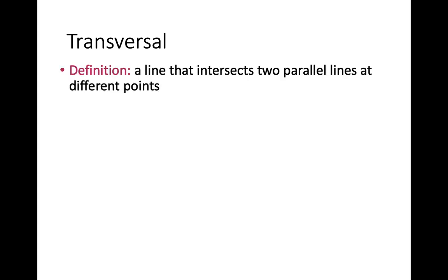What is a transversal? Okay, a transversal is a line that intersects two, I say parallel lines. That's actually not true. It's just a line that intersects two lines at different points, except that we always do parallel lines. So a transversal is a line that intersects two lines at different points, but when we talk about it, it will almost always be parallel.